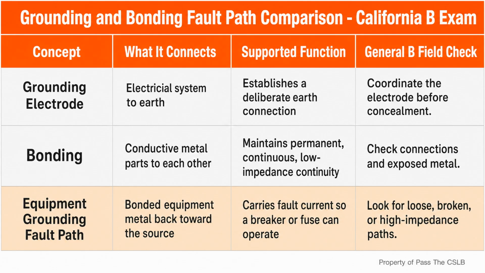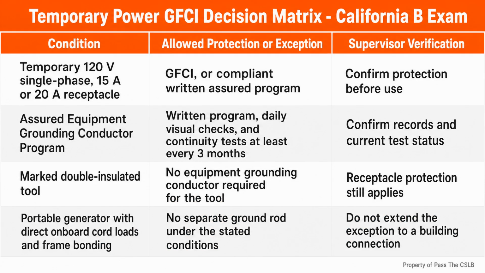It is a written program with daily visual inspections and continuity testing at intervals that do not exceed 3 months. The employer has to administer the program. If the program is not written, not documented, or not actually performed, calling it an alternative does not make the temporary receptacles compliant. The decision matrix on screen separates the main temporary power conditions.